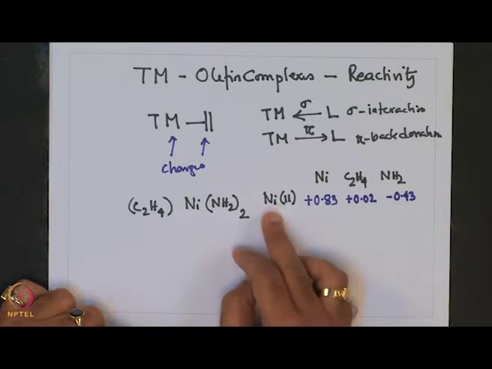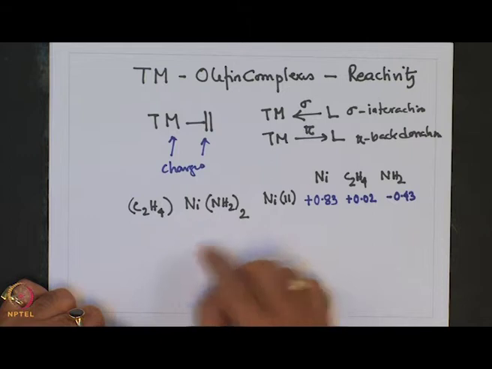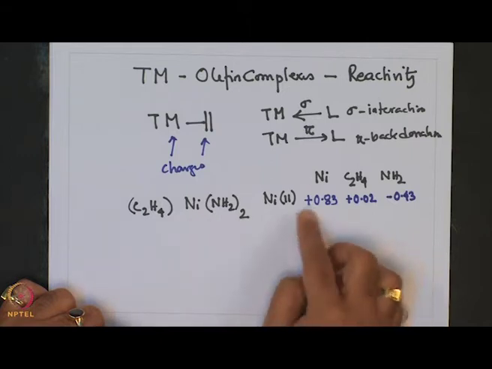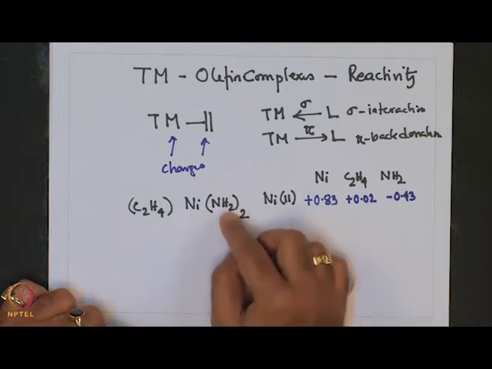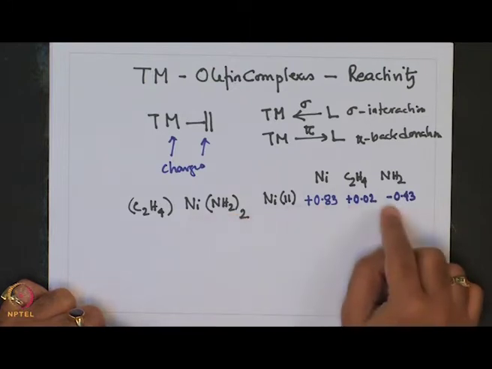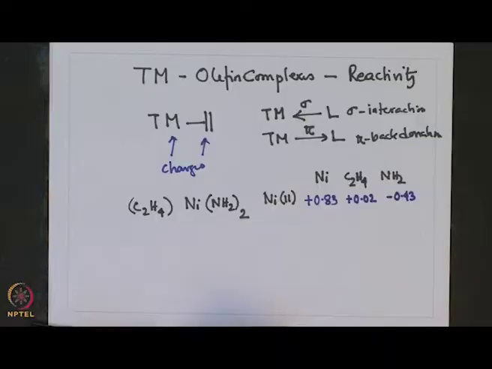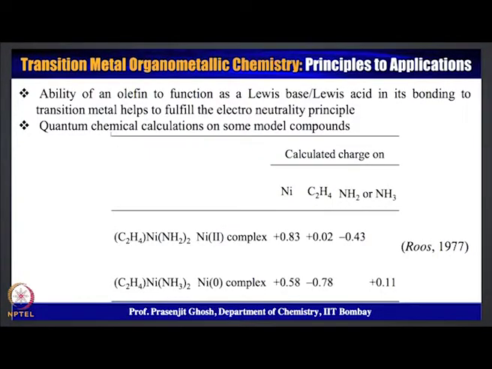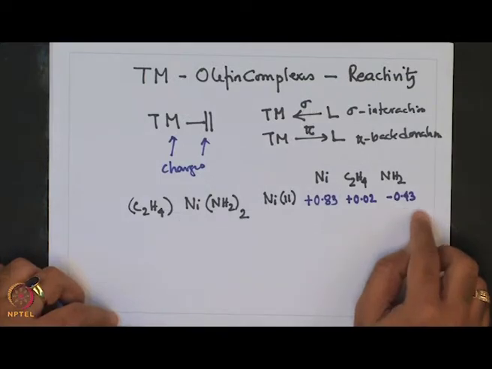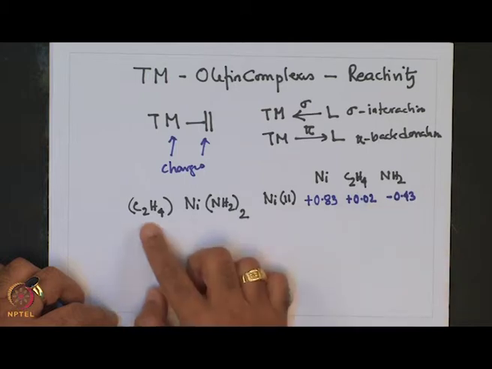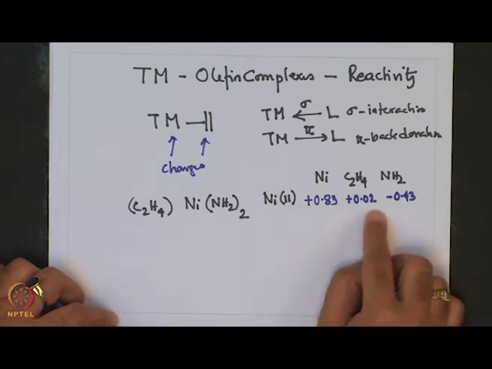So, even though nickel is formally in the +2 oxidation state in this complex, the real or computed charge on the nickel is only about +1, or 0.83, and similarly the amide ligand, which is supposedly -1, has a computed charge even less than half of that, -0.43, and for the alkene this is 0.02.